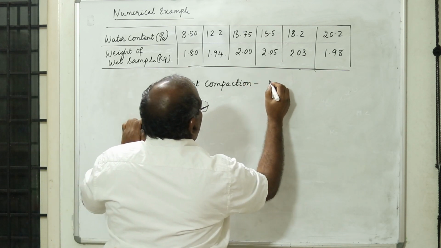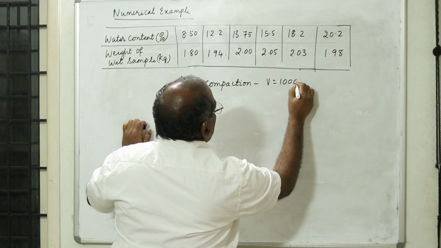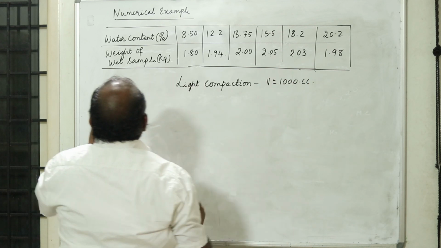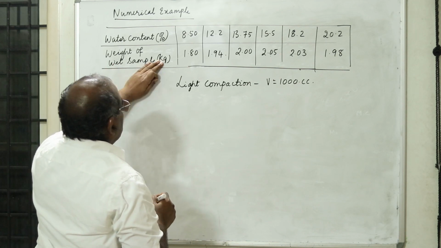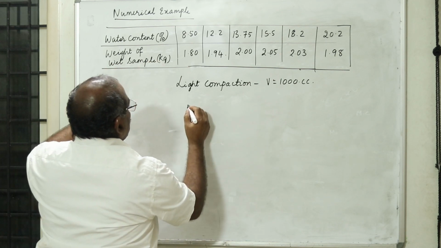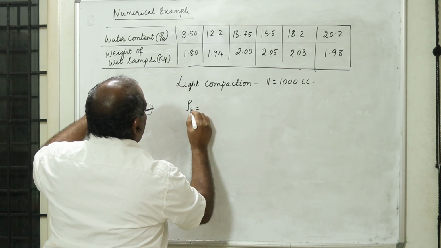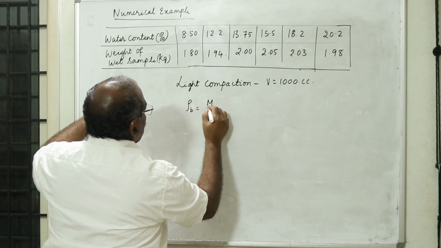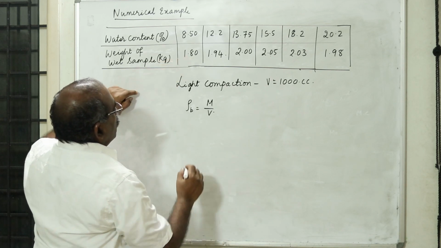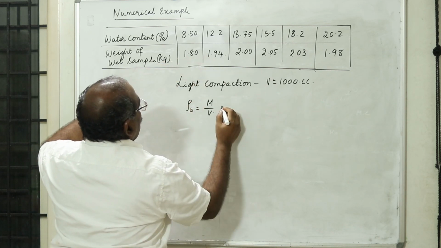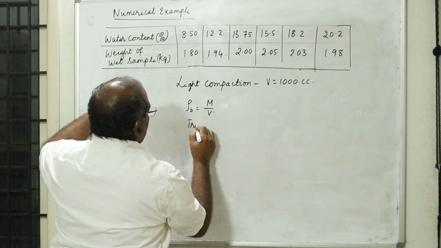Then for this light compaction, the volume of the mold is equal to 1000 cc. Now what I need to do is calculate the density. To calculate the density, the weight is given. First let us find the bulk density, which is equal to mass by volume. To know the mass, I got it in kg. Let me convert into grams, multiplying by 1000. Let us take the first trial, trial 1.